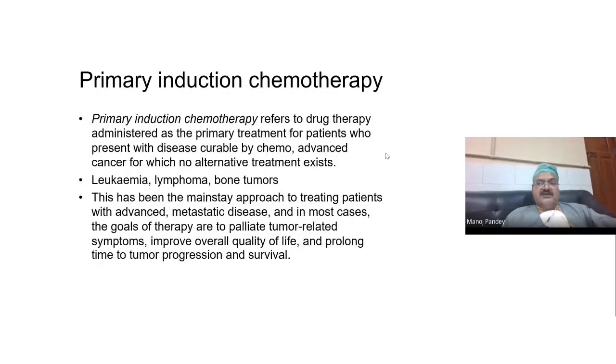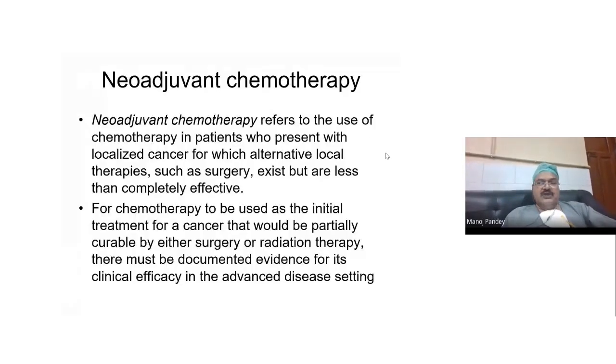As I said, primary induction chemotherapy is given for leukemia, lymphoma, and it is also used for osteosarcoma or bone tumors to make the tumor shrink and make limb conservation possible. Neoadjuvant chemotherapy is basically chemotherapy which is given before the surgery. Its use is similar to induction chemotherapy, but in neoadjuvant chemotherapy, what you do is you want to reduce the tumor size and make it amenable to surgery.